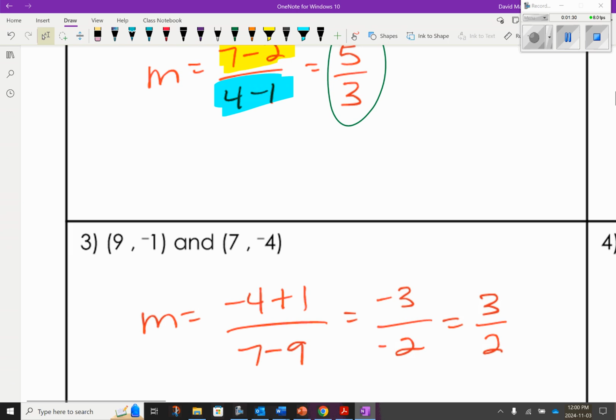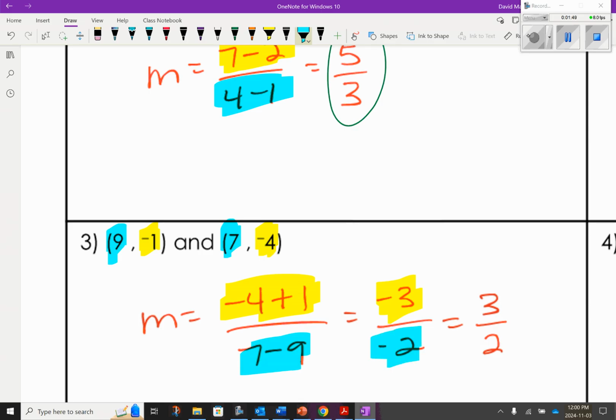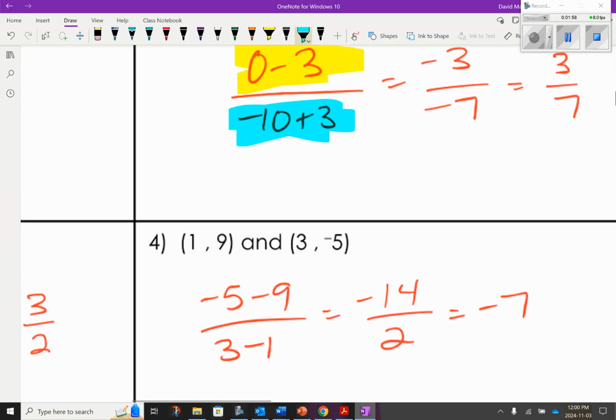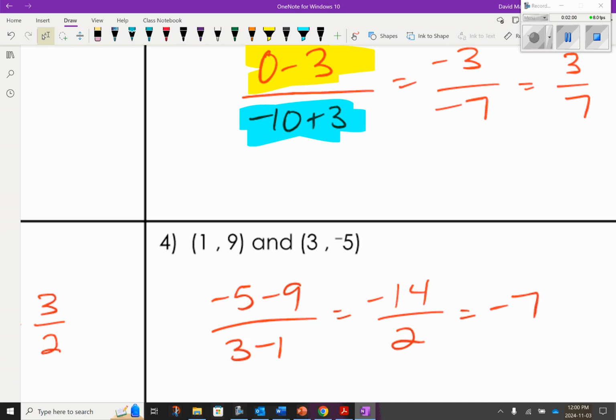For number 3, negative 4 minus negative 1, same thing as negative 4 plus 1. That's negative 3. Then match up, sorry, the x's. 7 minus 9, that'll be negative 2. Again, negative divided by negative is positive, so we should simplify that to 3/2. Again, you're allowed to just leave it as a fraction.